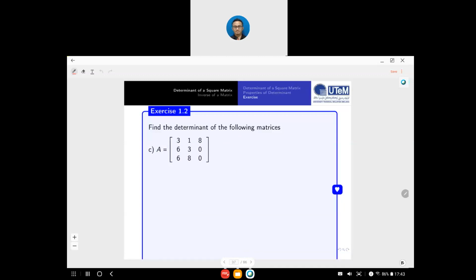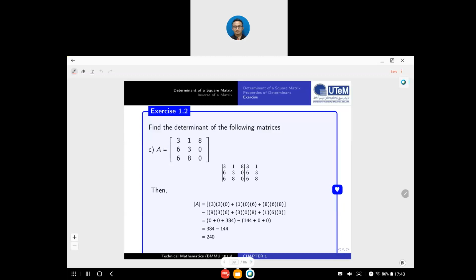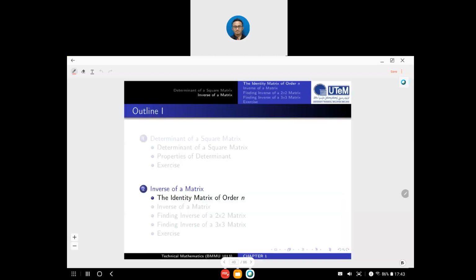And then question C, what is your answer? 240. So this one you can get 240. Any question regarding the exercise and also determinant? If you don't have any question, we can continue on the inverse of a matrix.